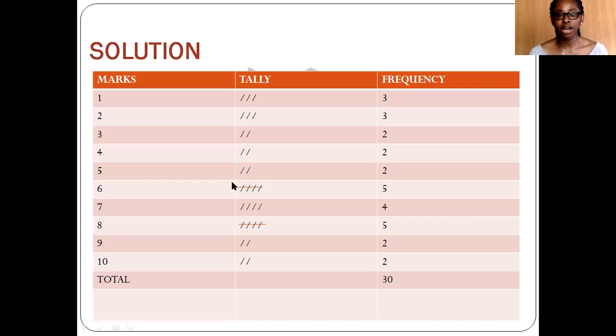So we go to 2. How many students scored 2? Let's count it from here. We have 1, 2, and in the second line, 3. So we have 3 students that scored 2 marks. So this is 2, we have 3 here, and this is our 3. We go again.